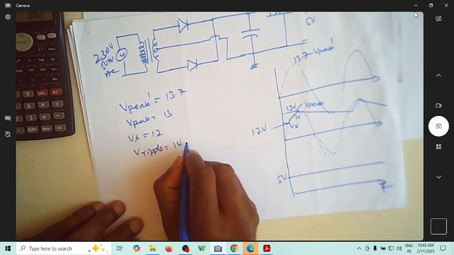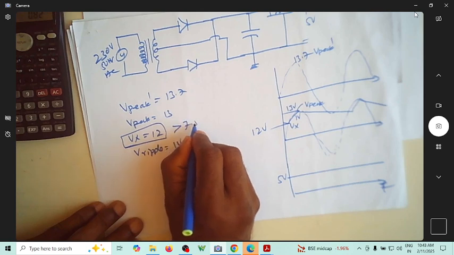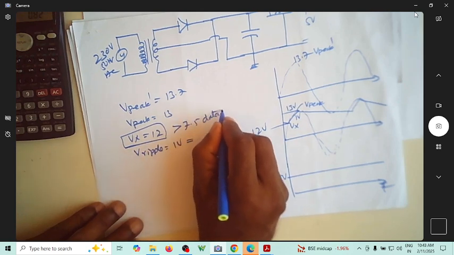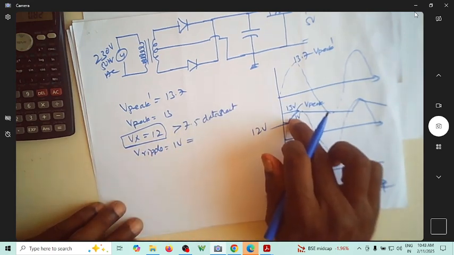So what is this expression for V ripple? Why did you choose this as 12? This should be more than 7.5 from the datasheet. This is coming from the datasheet. So why is this 1 volt? Because I should not have too much ripple.